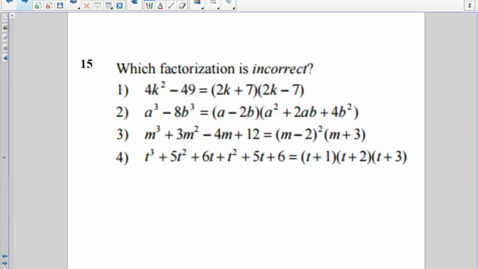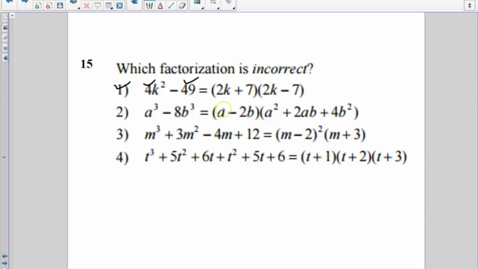Which factorization is incorrect? So automatically, looking at the first one, I'm just going to go down the list. So 2k times 2k. I see that these are conjugates. One's a positive, one's a negative. So that's going to give me 4k squared. So that looks like it's correct. Positive times a negative is going to give me a negative, and again, this is a difference of squares, so this is correct, which is not the correct answer, because it's asking me which is incorrect.